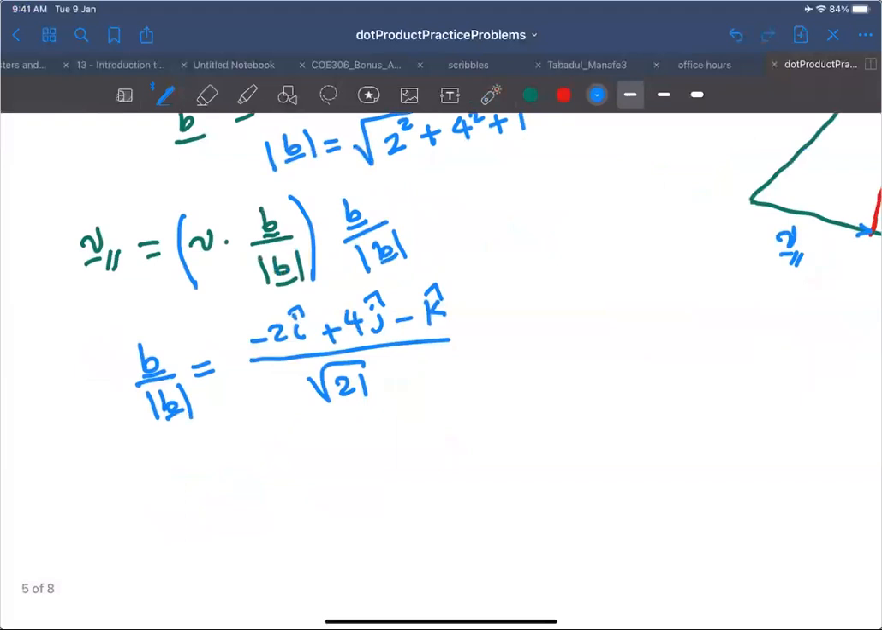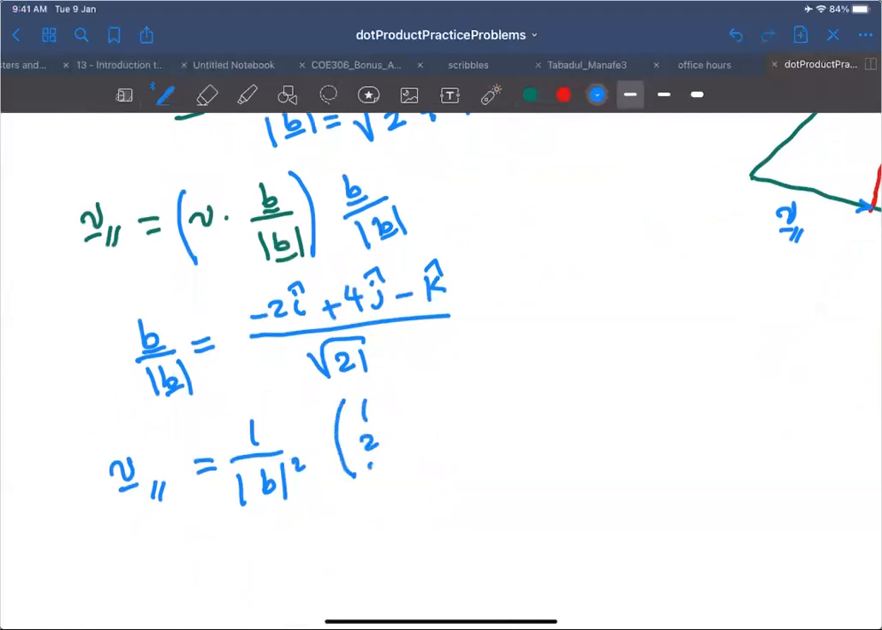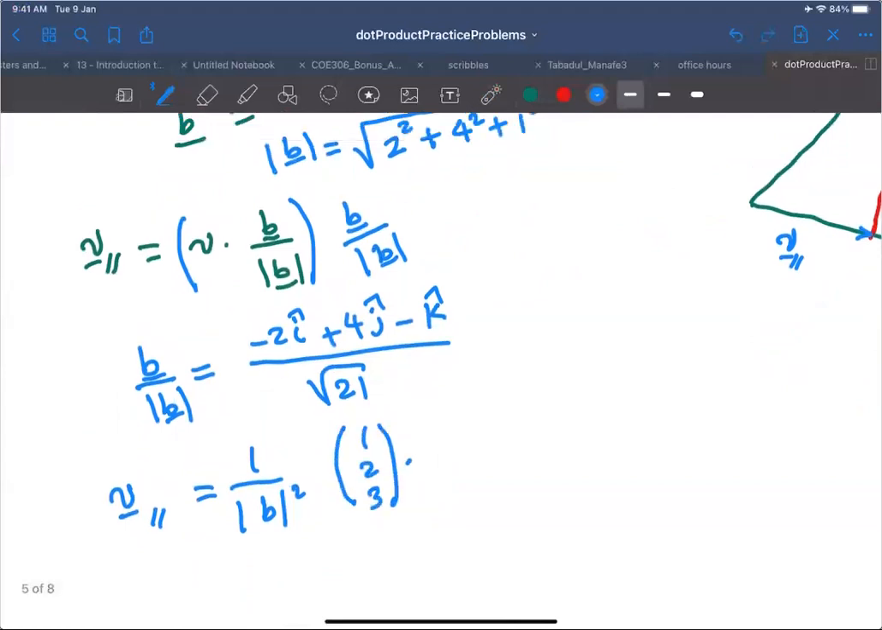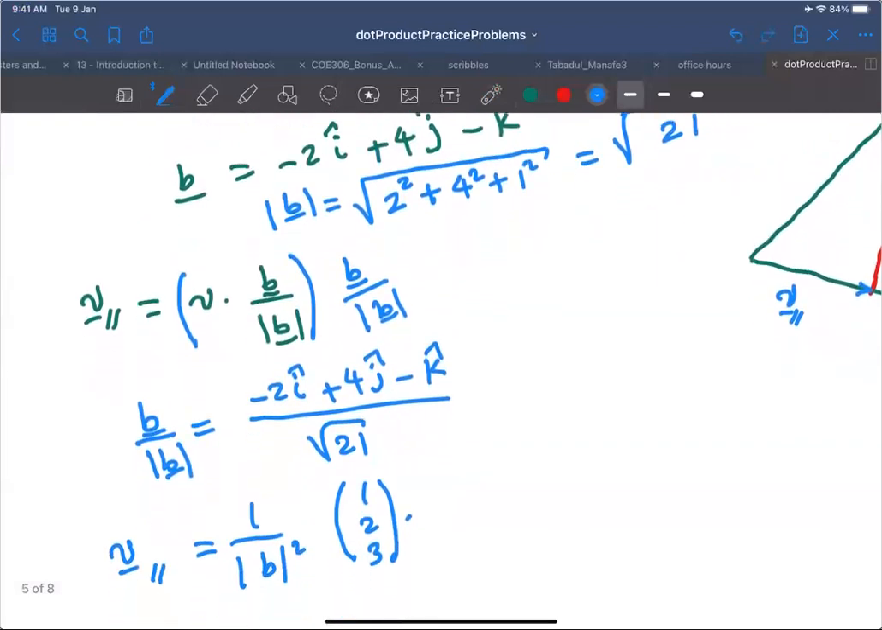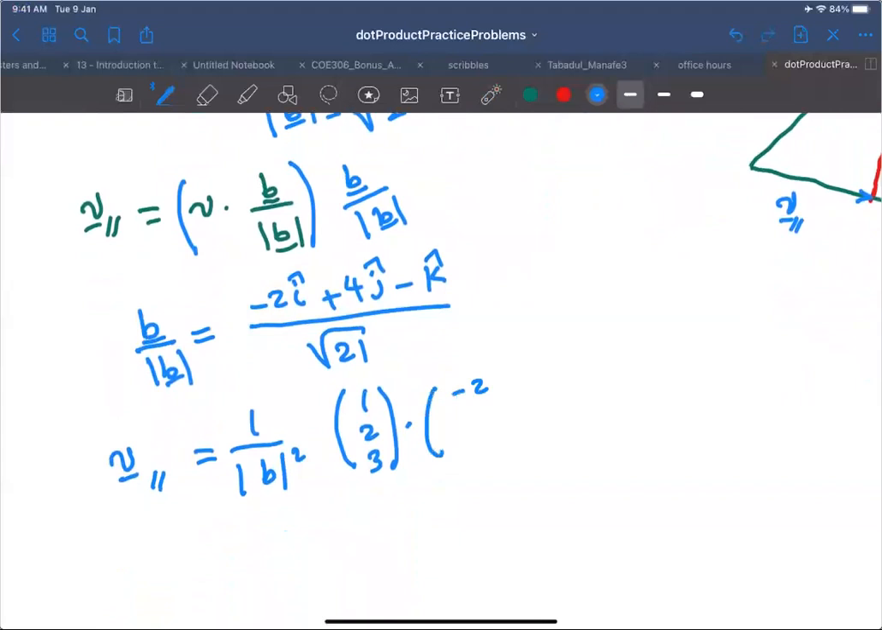So V parallel equals 1 over the magnitude of B squared, into V, which is 1, 2, 3, dot minus 2, 4, minus 1. And then we have also the B vector.